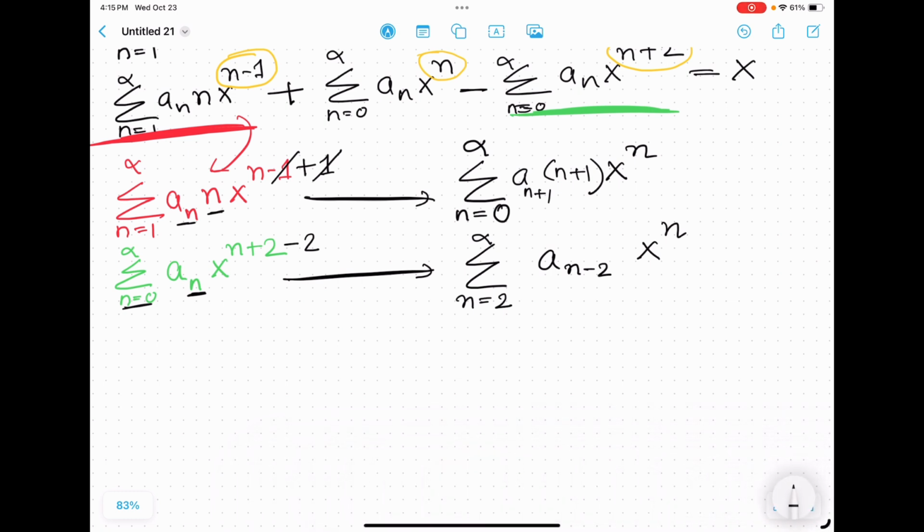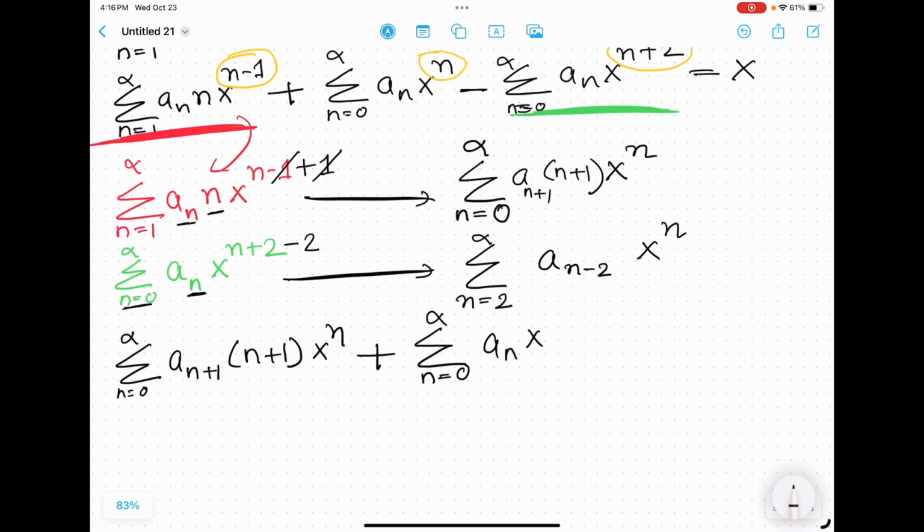So let's go ahead and copy that. Okay, rewrite our power series into our transformed ones. So now my first one becomes summation n equal to 0 to infinity a sub n plus 1 times n plus 1 times x to the power n. And then I have my second power series, which stays just the same because it already has the power n, so we don't do anything with it, right? So I have a sub n x to the power n.